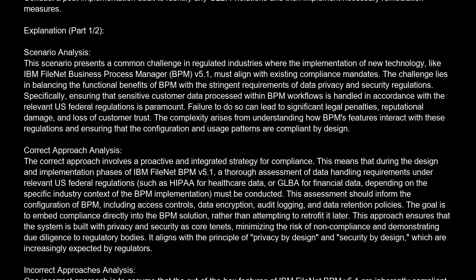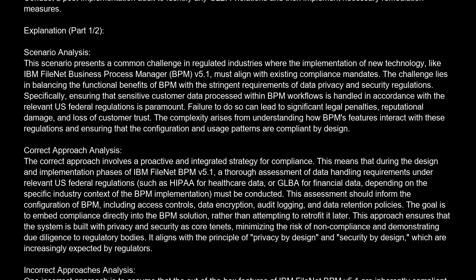Failure to do so can lead to significant legal penalties, reputational damage, and loss of customer trust. The complexity arises from understanding how BPM's features interact with these regulations and ensuring that the configuration and usage patterns are compliant by design. Correct approach analysis. The correct approach involves a proactive and integrated strategy for compliance.